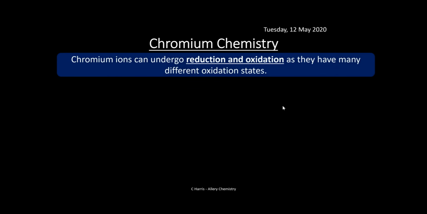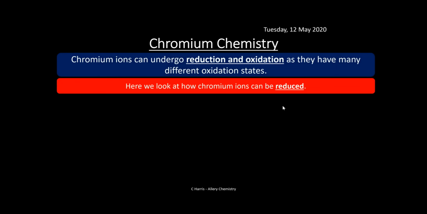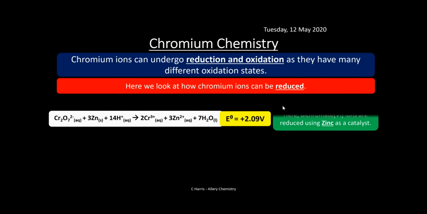Chromium ions can undergo reduction and oxidation as well, as they have many different oxidation states. That's one of the key factors of a transition metal. Here we're going to look at how chromium ions can be reduced. We've put the E0 values on here just for reference, but this is a feasible reaction, as you can see, because it's a positive E0 value.